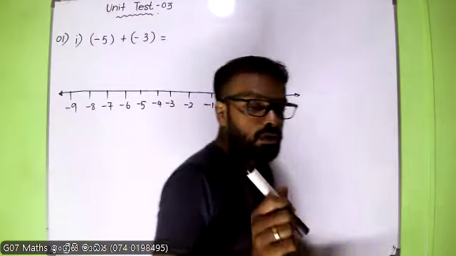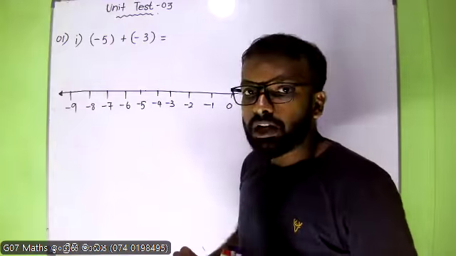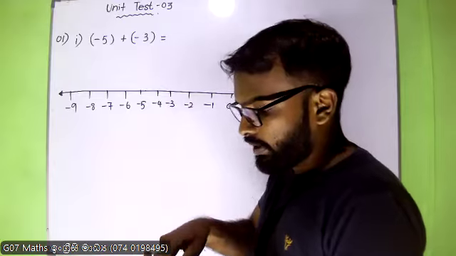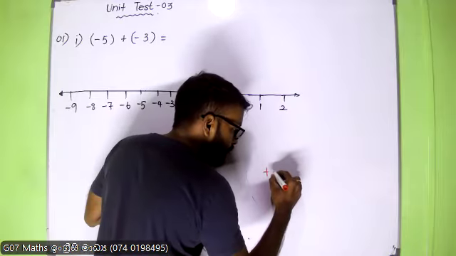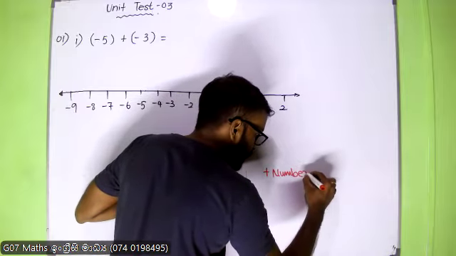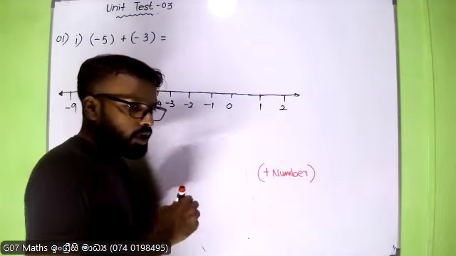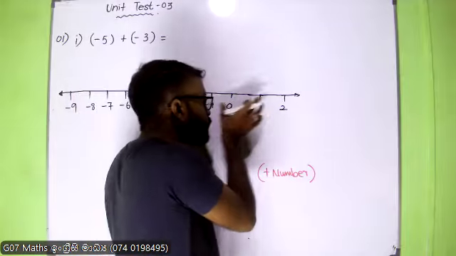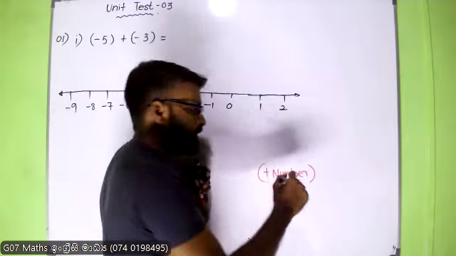Now I will tell you a small trick. Now, this is the small trick. When you have a positive number, you need to jump to your right, because positive numbers are to your right hand side.